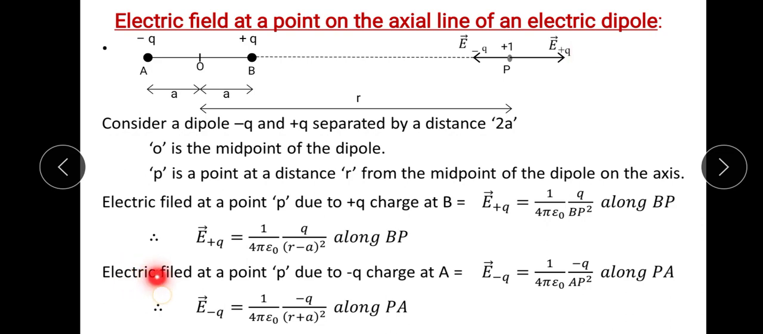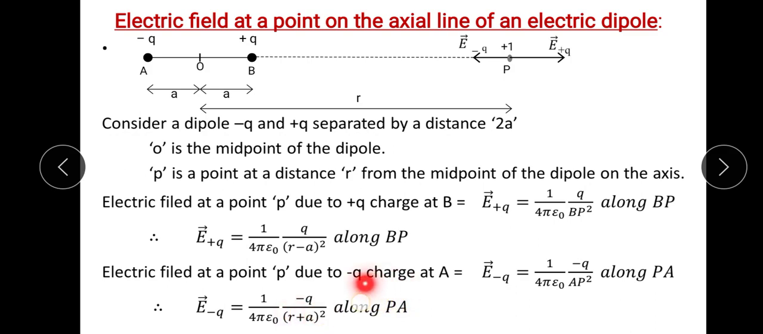Now let us find the electric field due to negative charge minus q, which is placed at A. Now the equation is E minus q is equal to 1 by 4 pi epsilon naught into minus q divided by AP square, because the distance between the negative charge and point P is AP. And what is this AP? From the diagram you can see it is r plus a. Therefore in the denominator we have 1 by 4 pi epsilon naught into minus q divided by r plus a the whole square.